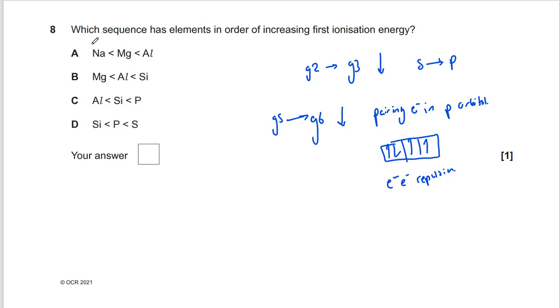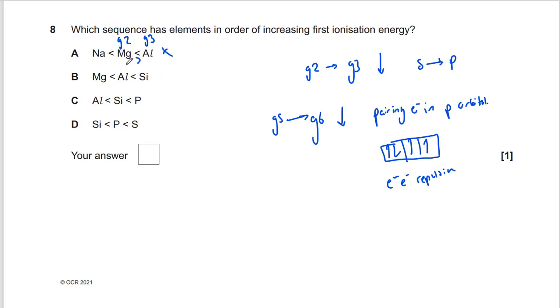So for A, sodium is less than magnesium, is less than aluminium. I don't agree with that. I agree that magnesium is bigger than sodium. So that's group 1 to group 2. However, as we've just said, group 2 to group 3, there is a drop. Magnesium is group 2, aluminium is group 3. So actually, magnesium is bigger than aluminium. So it can't be that one.